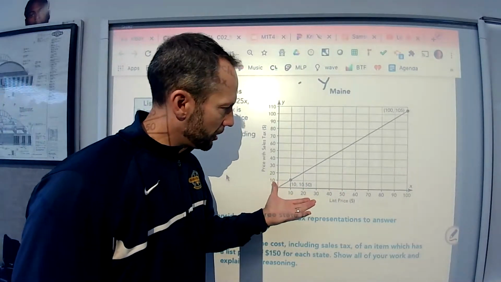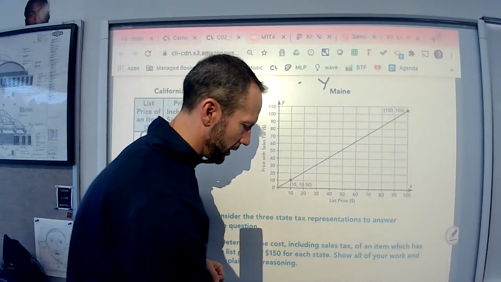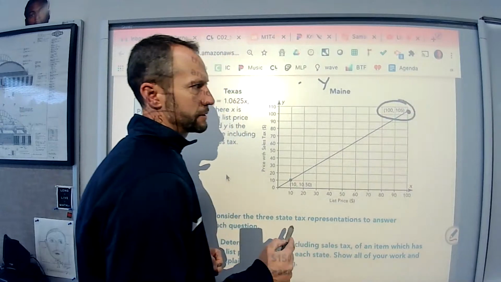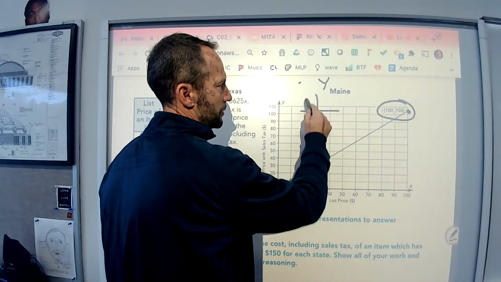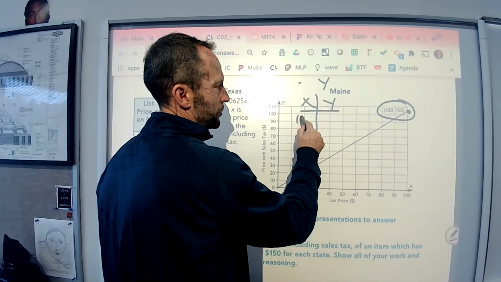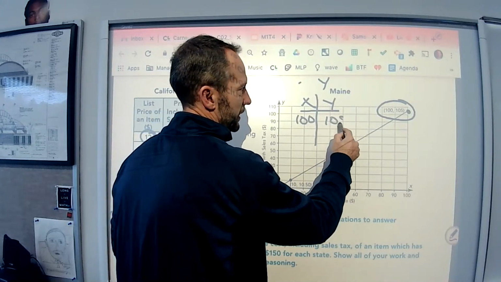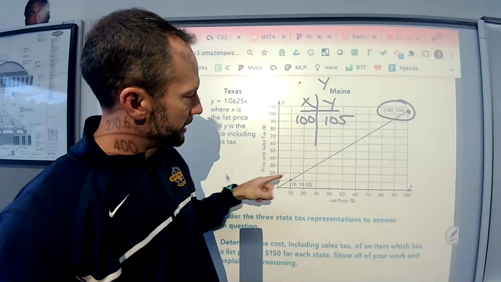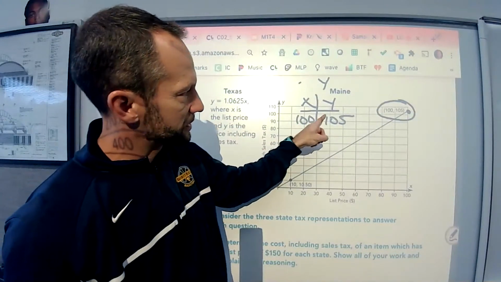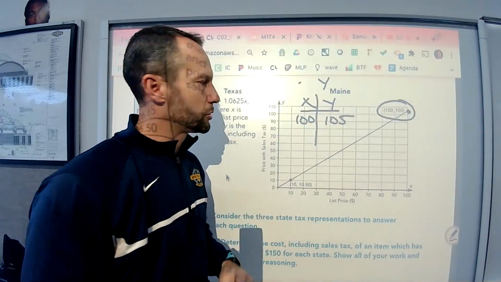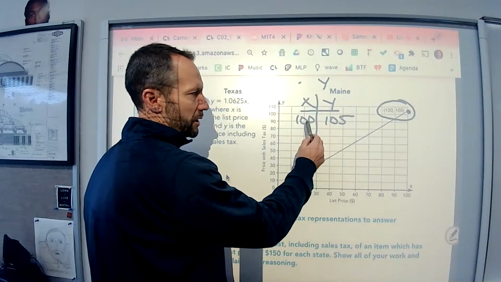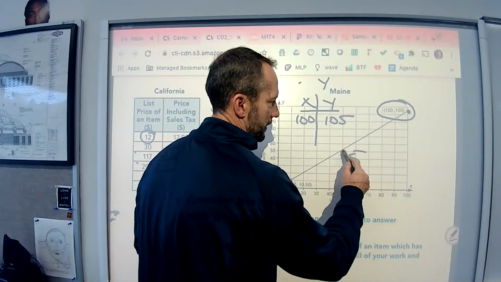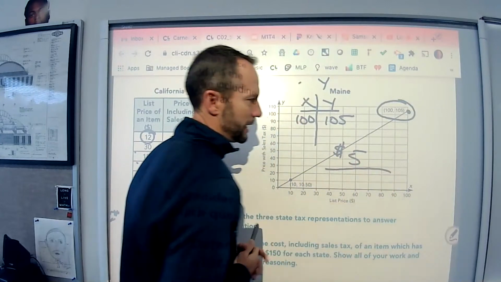So really, all we're doing is we're picking a point. So for example, let's pick this point right here and look at those coordinates. So if I were to put those into a table, an XY table, it would be 100 and 105. And it tells me on my X that this is my list price, and it tells me on my Y that this is the price with the sales tax. So again, you can see that it went from $100 to 105, which meant that I'm paying $5 in sales tax. So that's my part.